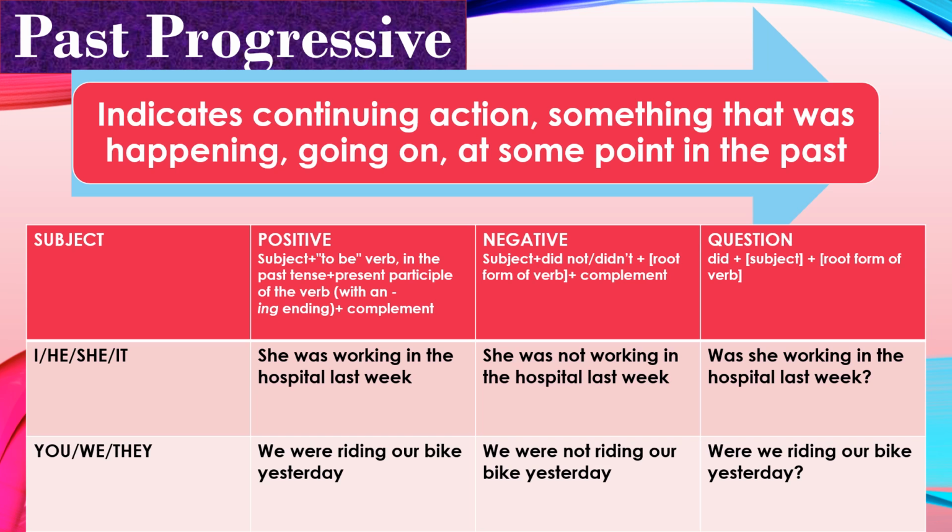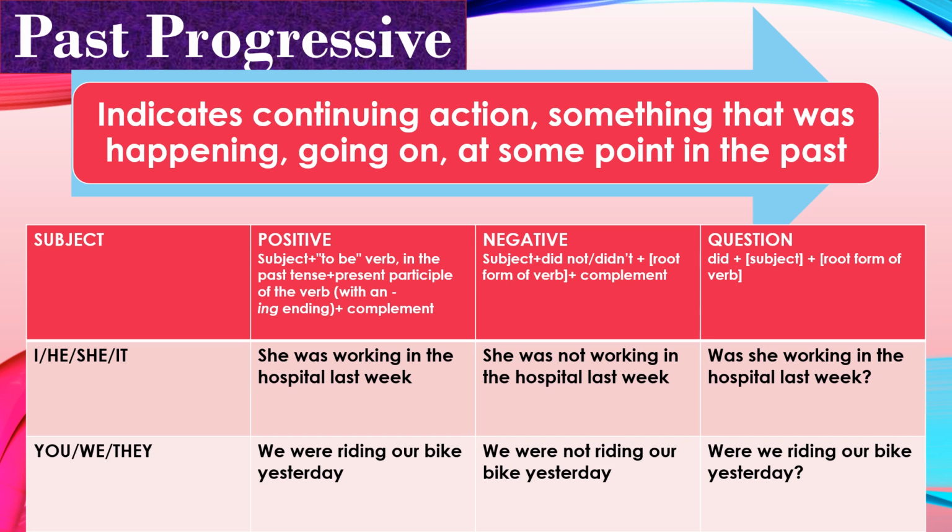For example, she was working in the hospital last week, or we were riding our bike yesterday. For the negative form, we must use subject plus was not or were not plus the present participle of the verb plus complement. She was not working in the hospital last week. We were not riding our bike yesterday.